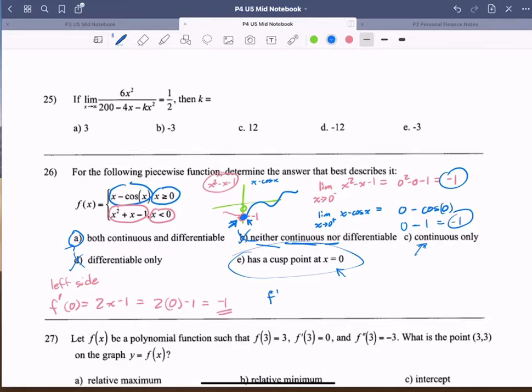And then the right side, let's find the f prime of the right side and plug in 0 as well. We would get 1 plus sine x, and we're plugging in 0. So we would get 1 plus, what's sine of 0? That would be 0. So we get 1. Well, that's kind of crazy. Look, the slopes do not equal. One is negative 1, one is 1. That means the connection right here is not going to be smooth. It's going to be a sharp point.